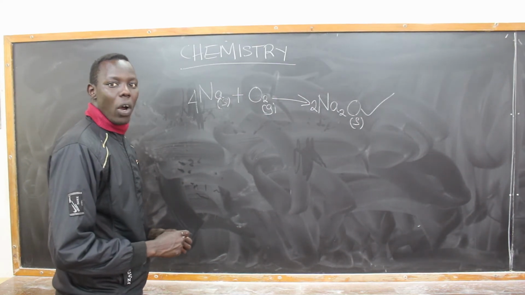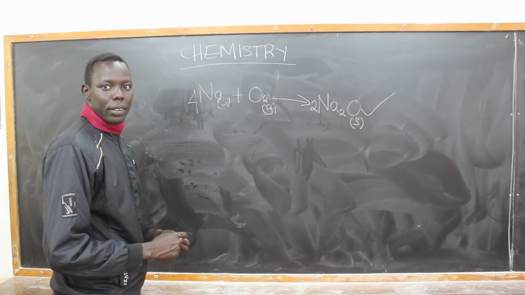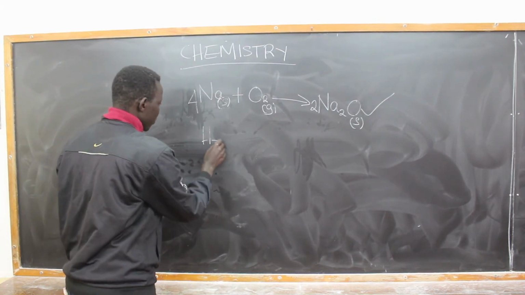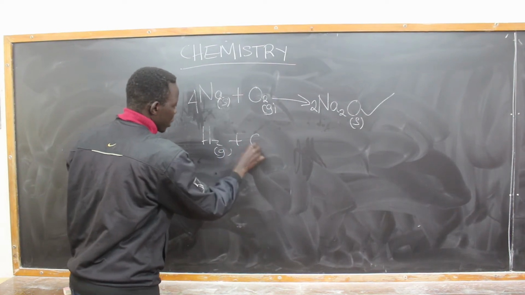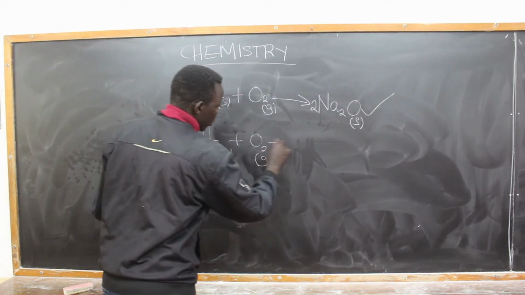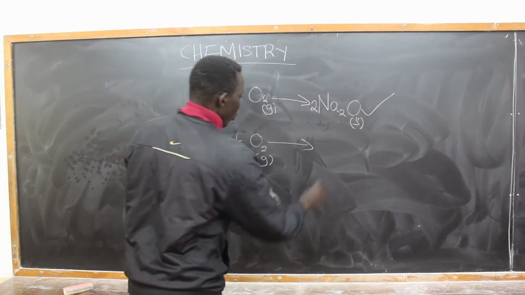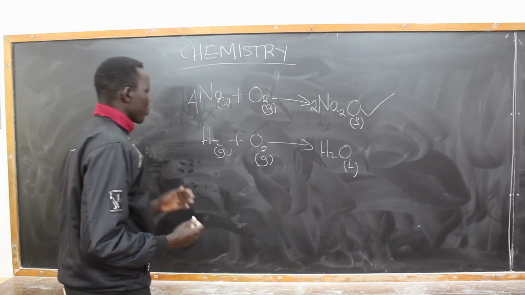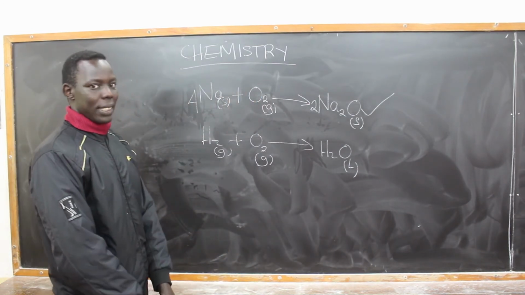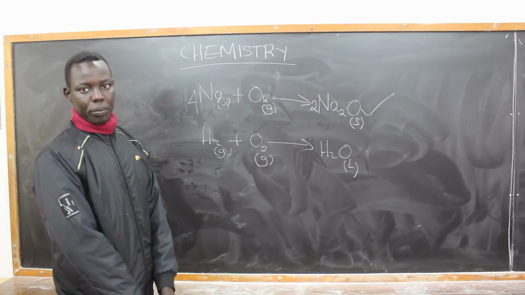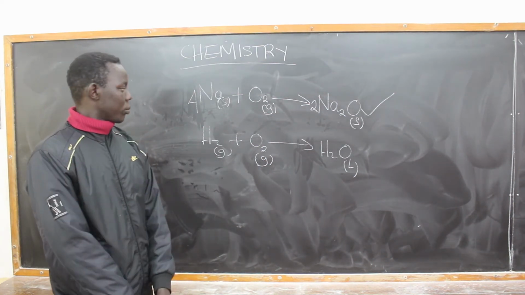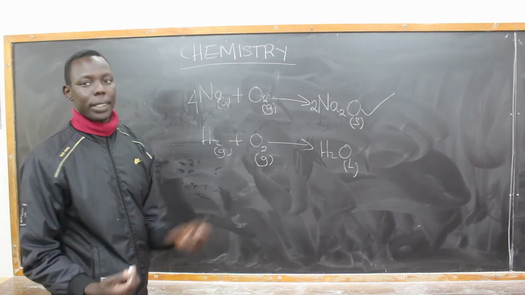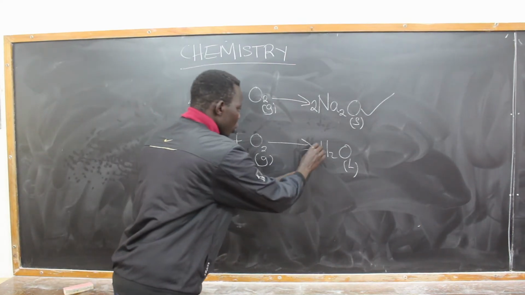Water is an oxide of hydrogen. Accept it or you reject it. Hydrogen gas plus oxygen gas gives water. It is a liquid. Now, how can we balance this? Hydrogen 2, hydrogen 2. Let's leave that one. Let's go to oxygen: 2, 1. That means you will have to put 2 here.